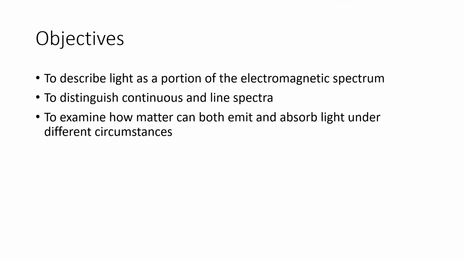So our first objective is to describe light as being part of the electromagnetic spectrum. We want to distinguish continuous from line spectra, and to examine how matter can emit light as well as absorb light under different circumstances.